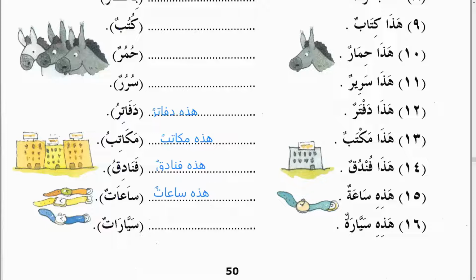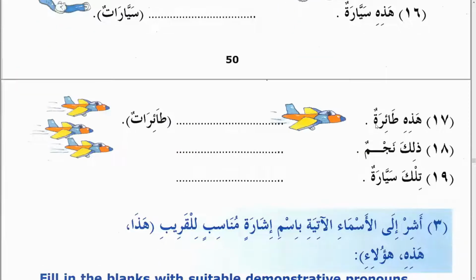Hadihi sayaratun. This is a car. The plural will be هذه سيارات. هذه سيارات. Right? So it doesn't matter if it is masculine or feminine. It doesn't matter if the thing is masculine or feminine. The plurals are always, always, always singular feminine. هذه طائرة. This is a plane. So what will you say? هذه طائرات. هذه طائرات. Now, can anyone tell me the next one, please?